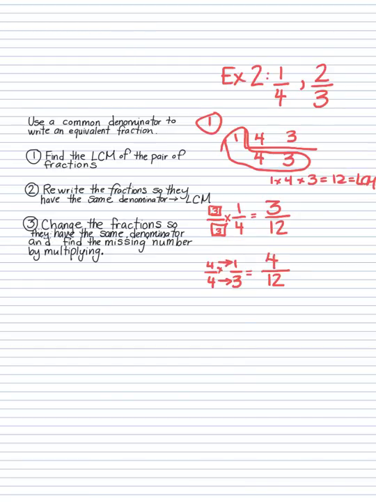So 1 fourth is equal to 3 twelfths, and 1 third is equal to 4 twelfths. And now they have the same common denominator, 12. So now I can add and subtract them easily. Okay, hopefully this makes sense. I know it's a lot of steps, but that is how you use a common denominator to find equivalent fractions for two fractions.